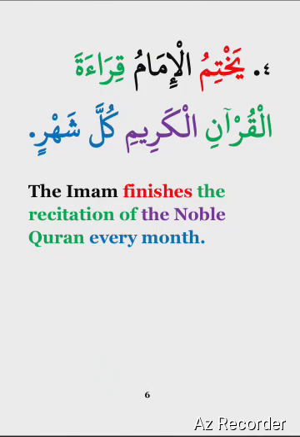كل شهر, every month. How do you say every day? كل يوم, every day. So how do you say every week? كل أسبوع, every week. So how do you say every month? كل شهر, every month. So how do you say every year? كل عام, every year. لعلك فهمت. I hope you understand.